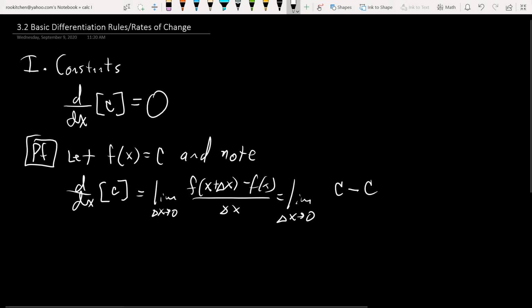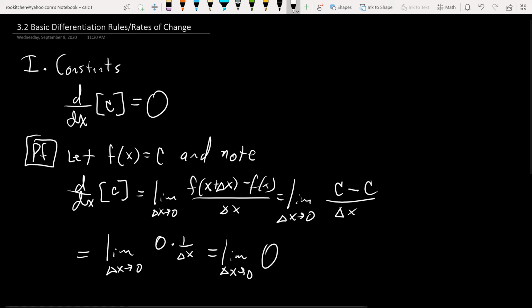Same thing for f of x, all over change in x. This will be equal to the limit as change in x goes to 0 of 0. Well, technically 0 times 1 over change in x. But for any value of change in x not equal to 0, that value will be 0. And the limit of a constant is 0.